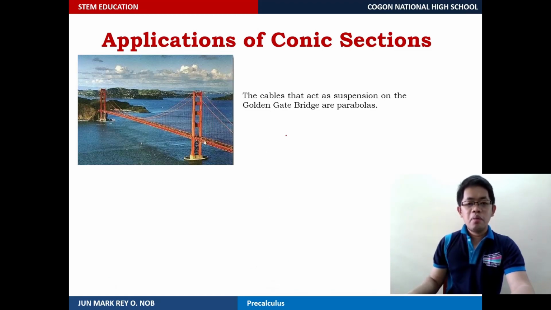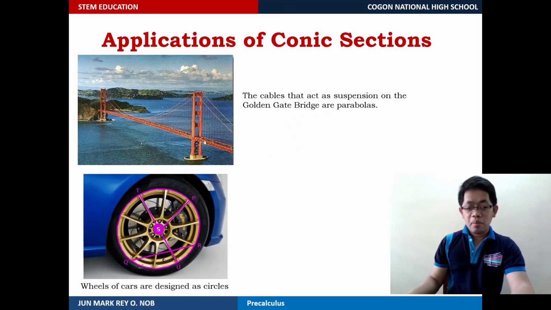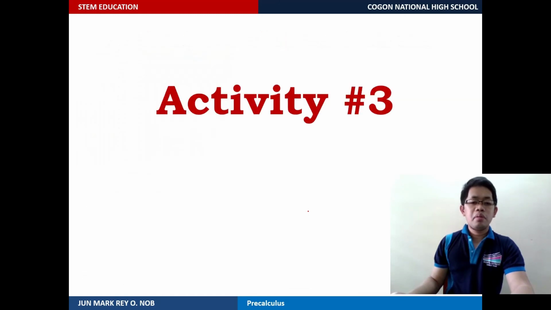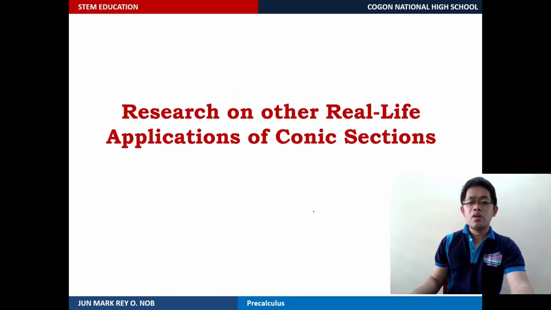Did you know that the cables that act as suspension on the Golden Gate Bridge are parabolas? What about the wheels of cars? They are designed as circles, which is actually one of the conic sections. So those are just some of the many applications of conic sections. Perhaps I will be leaving you with this activity. You must research on the other real-life applications of conic sections.